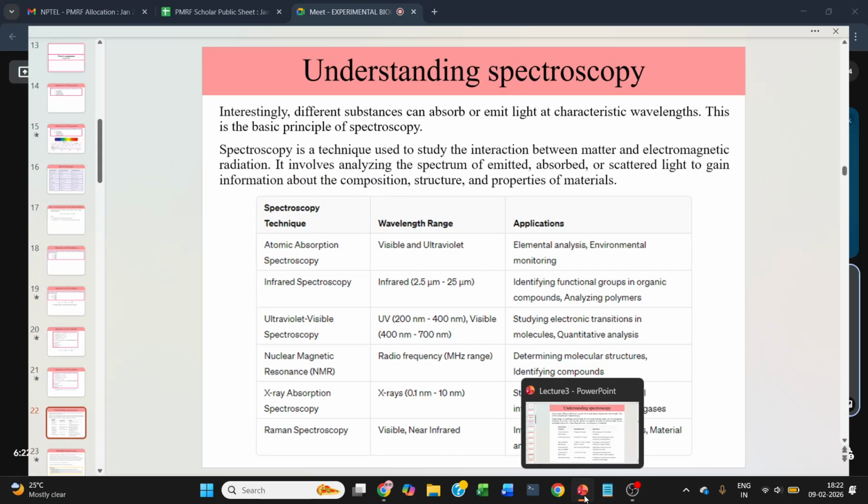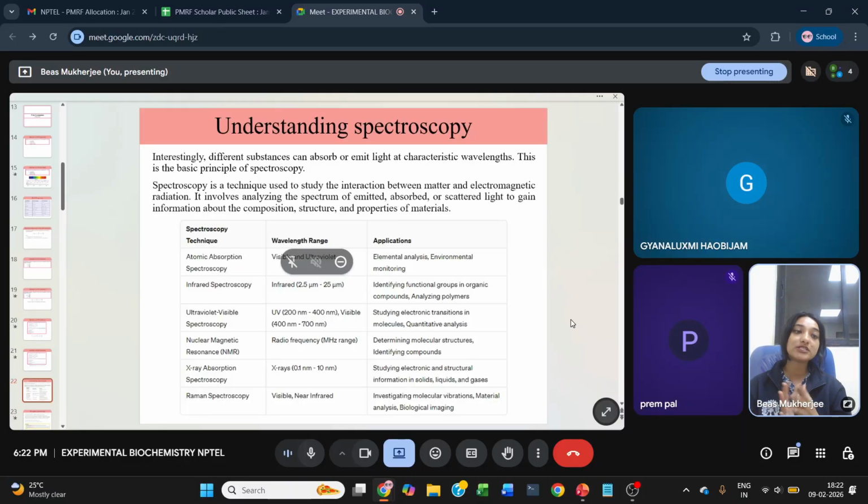Now we'll start talking about spectroscopy. We'll try to understand spectroscopy. Spectroscopy is a very important topic, and you can expect this in every exam. Be it CSIR NET, be it GATE, be it this NPTEL examination, spectroscopy is something that has applications in many disciplines, and that is why this is a very important topic. So let's try to understand. It is very simple. I'll try to explain as nicely as I can.